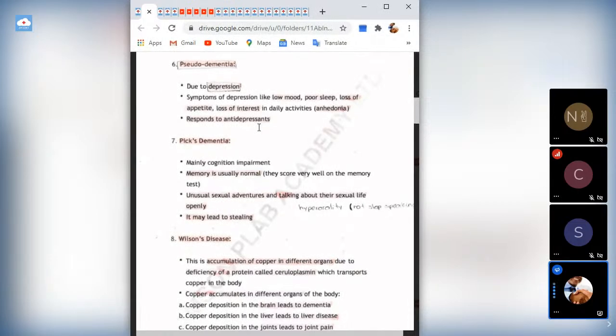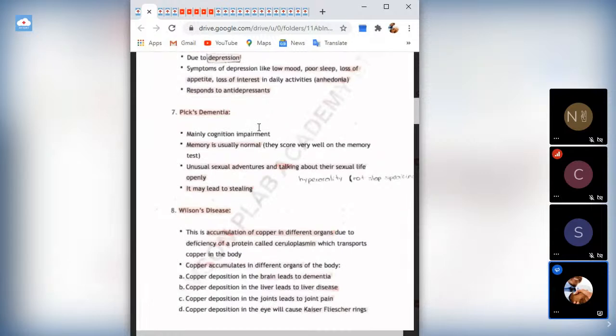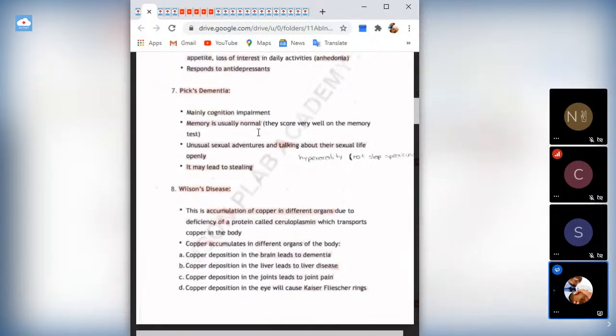Now, Pick's dementia affects mainly cognition, mainly cognitive impairment. Memory is usually normal. They score very well on the memory test, but cognition is affected. Unusual sexual advances, I'm talking about their sexual life, hyperorality, may lead to stealing. That's funny.